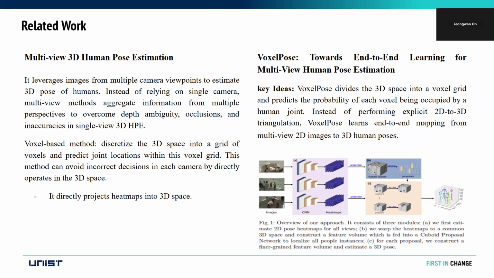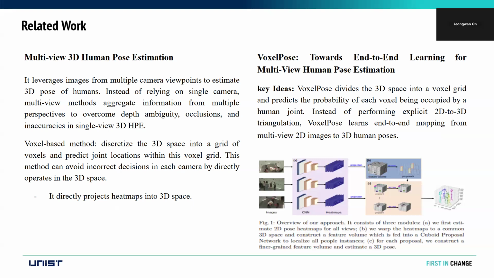In the voxel-based method, they discretize the 3D space into a grid of voxels and predict the joint location within this voxel grid. With this method, they can avoid incorrect decisions in each camera by operating directly in the 3D space. The first method that introduced voxel-based multi-view 3D human pose estimation is VoxelPose.